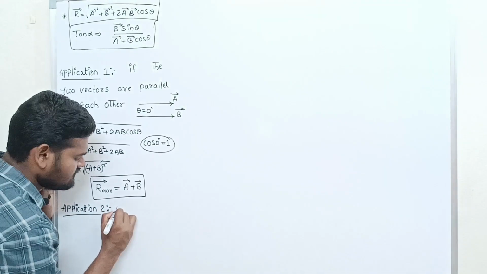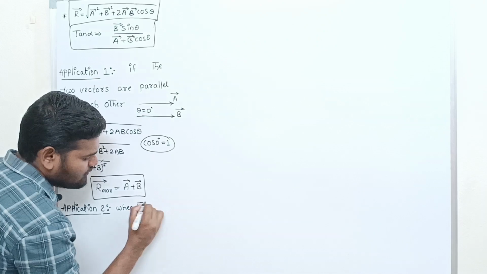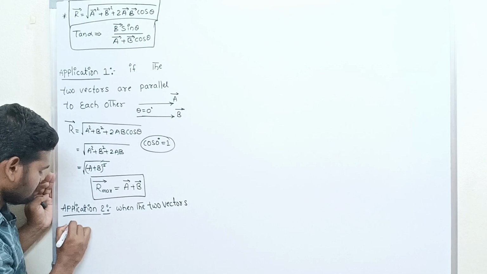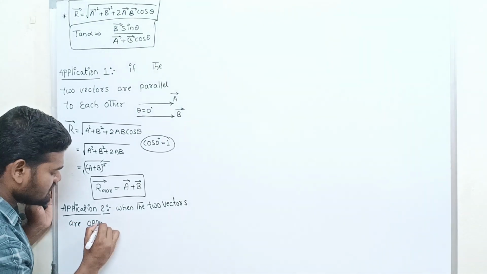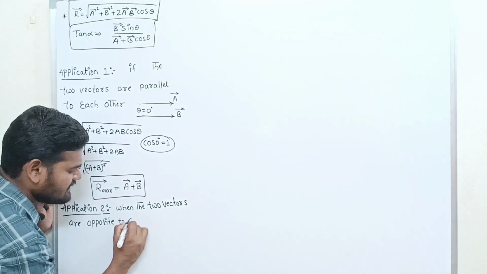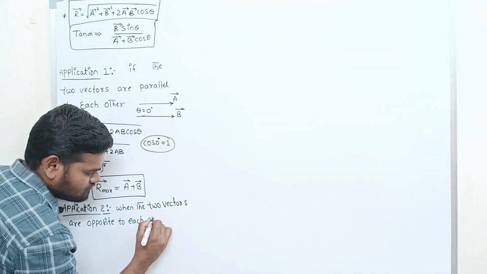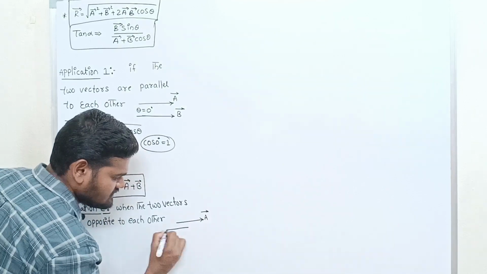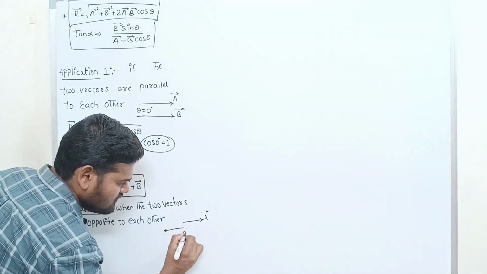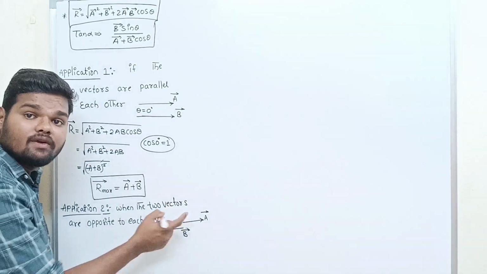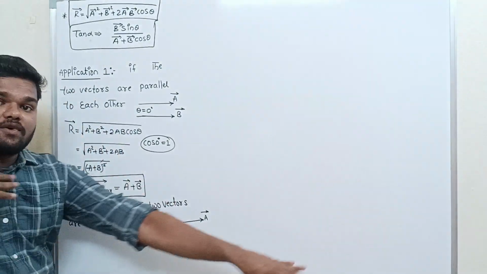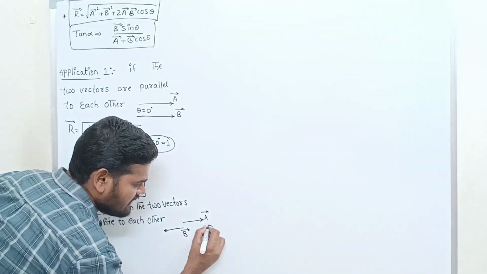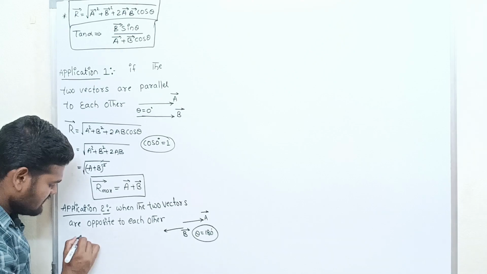That is when the two vectors are opposite to each other. Let us consider this is the a bar vector and this is the b bar vector. Have a look. These two vectors are opposite to each other, and when the two vectors are opposite to each other, the angle between them is theta equals 180 degrees. Now what is the resultant vector?